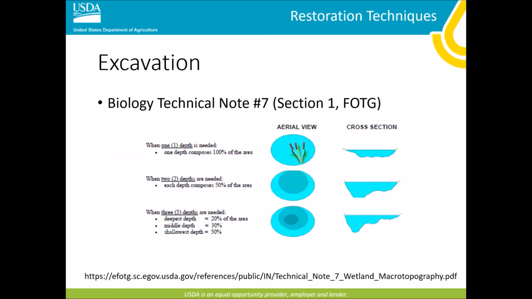So how do we think about macros? Biology technique number 7 has been there many years, and is in our Field Office Tech Guide, Section 1, if you want to do a deeper read into it. It does an excellent job of talking about macros and the benefits and different configurations, shapes, and sizes. This clip right here is straight out of it, and it kind of covers those 3 different depths.